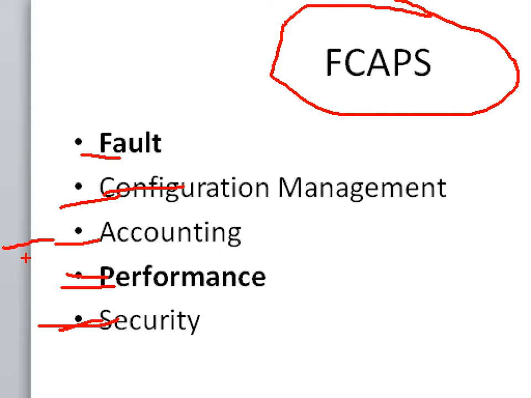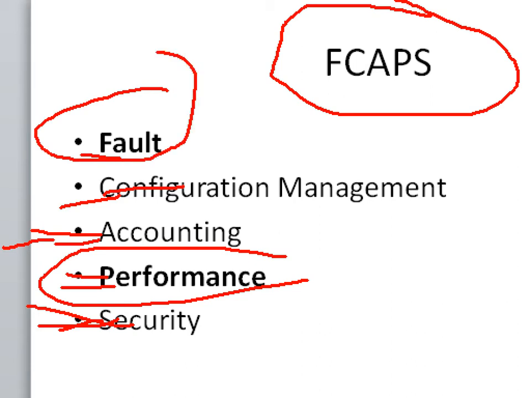Foglight does not do configuration management, does not handle accountability, and does not handle any security. However, it does handle performance and fault. So when we talk about what problems does Foglight solve, we're solving fault and performance problems at the various layers we assign it.